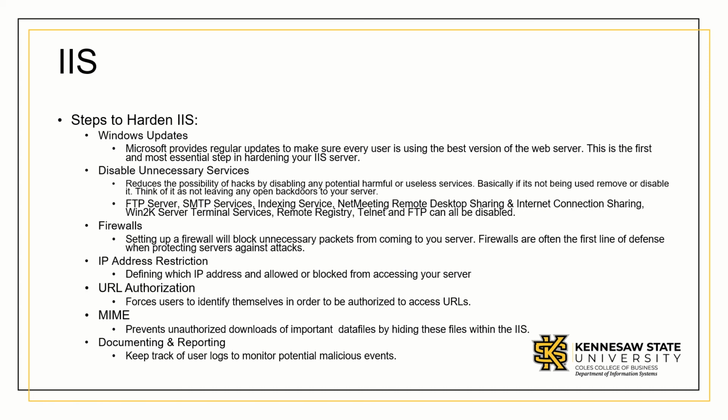Address restriction: defining which IP addresses are allowed or blocked from accessing your server. URL authorization forces users to identify themselves in order to be authorized to access URLs. MIME prevents unauthorized downloads of important data files by hiding these files within the IIS. And documenting and reporting: keep track of user logs to monitor potential malicious events.